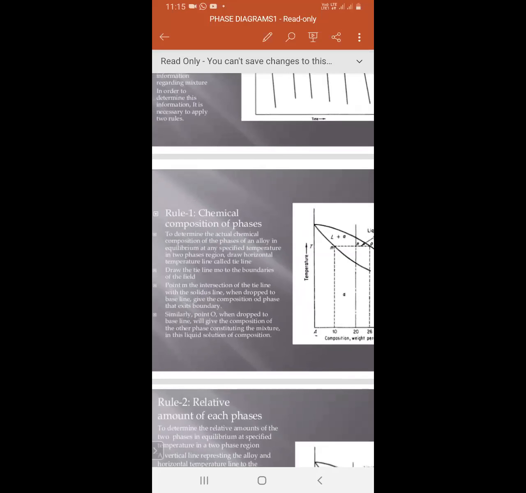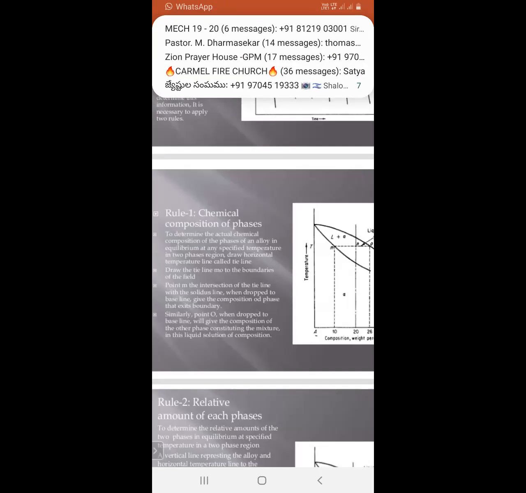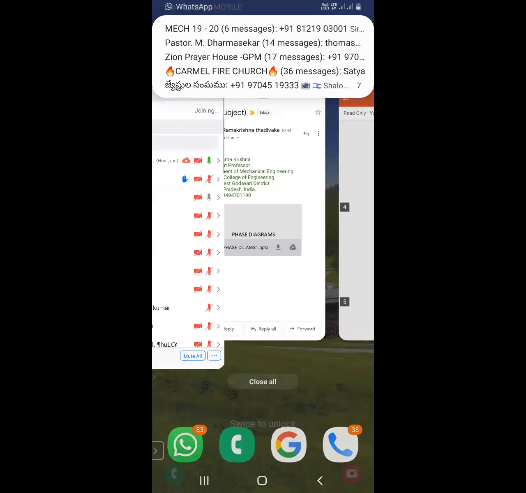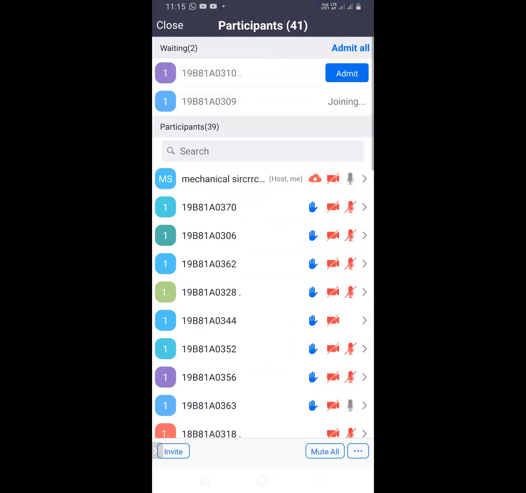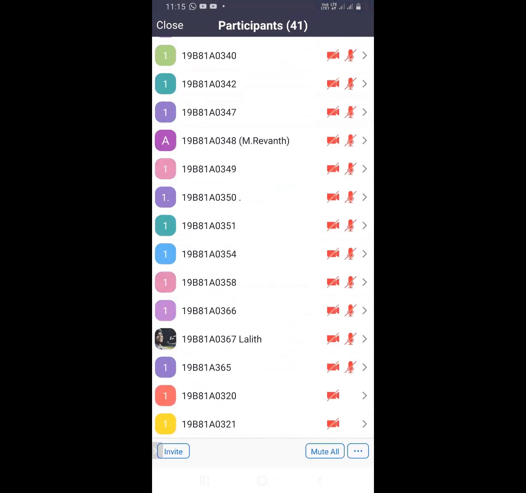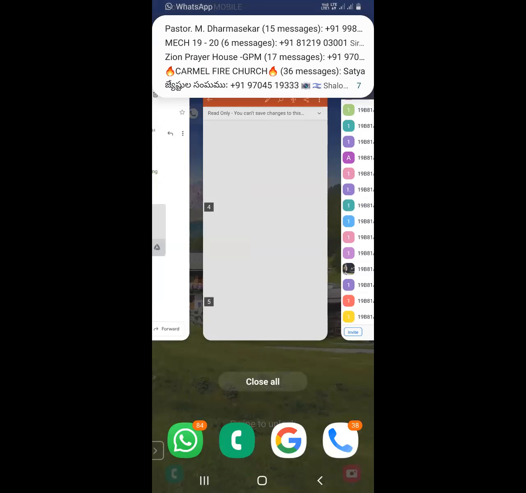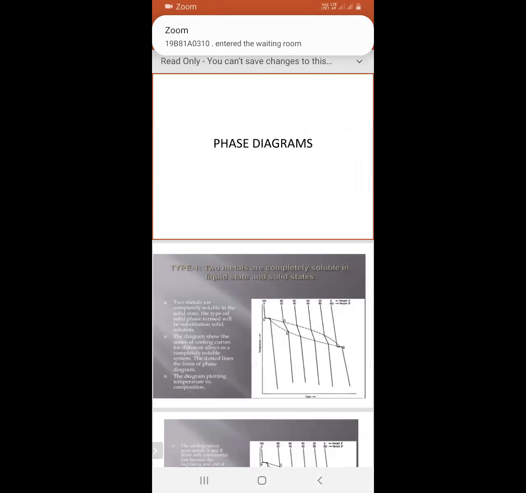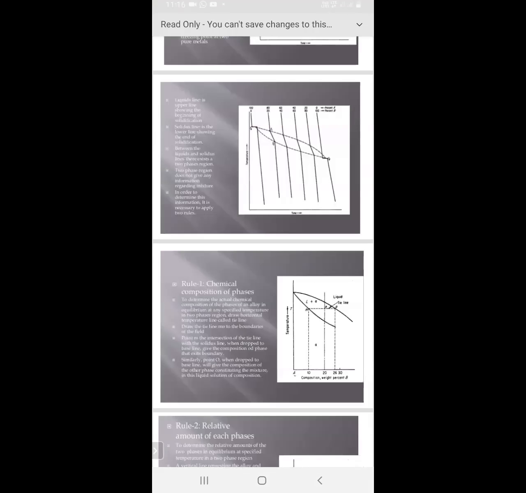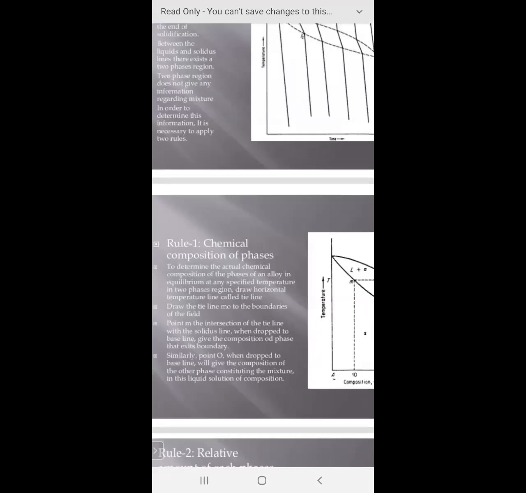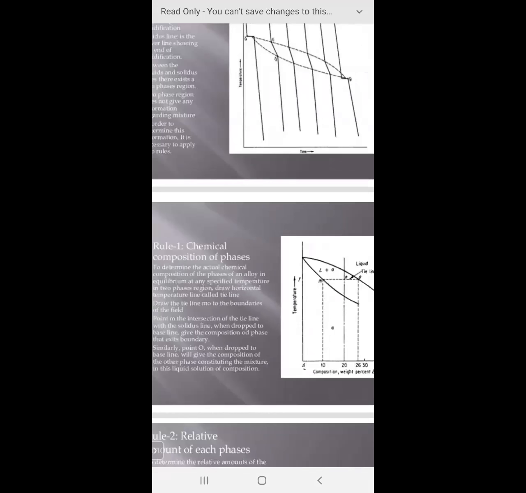Tie line: for the phases of an alloy in equilibrium at any specified temperature in a two phase region, draw a horizontal line called the tie line. See here, draw the tie line MO.